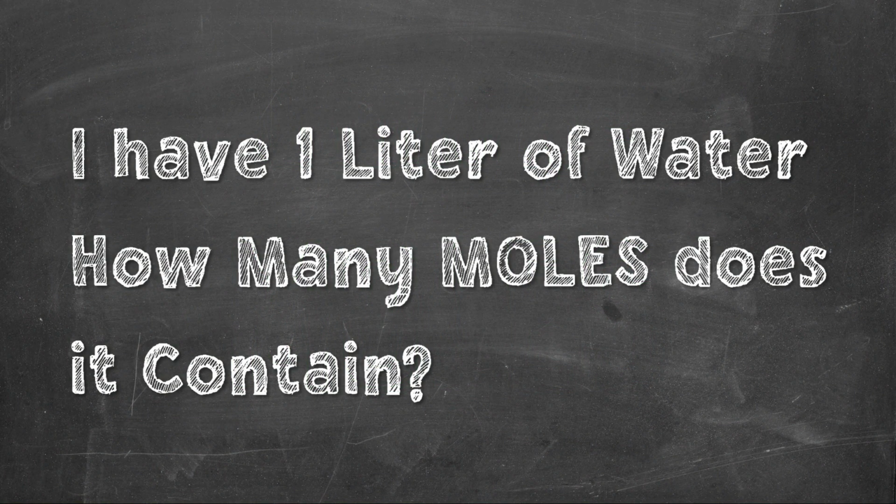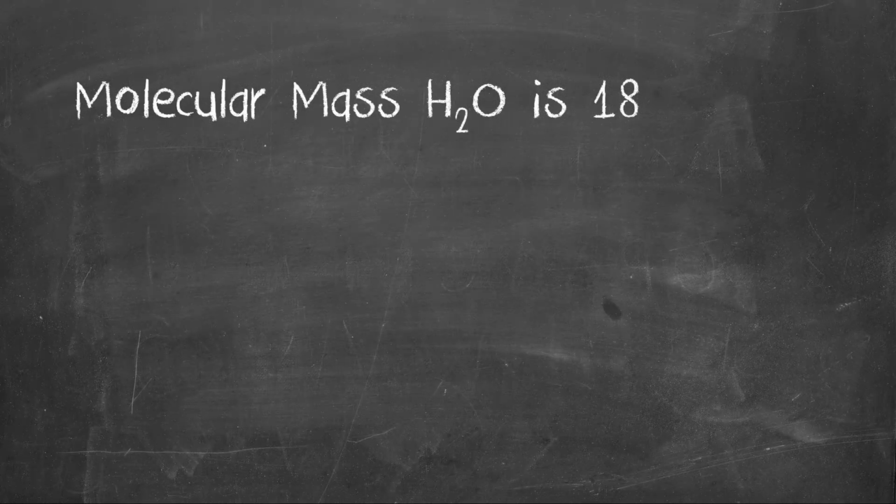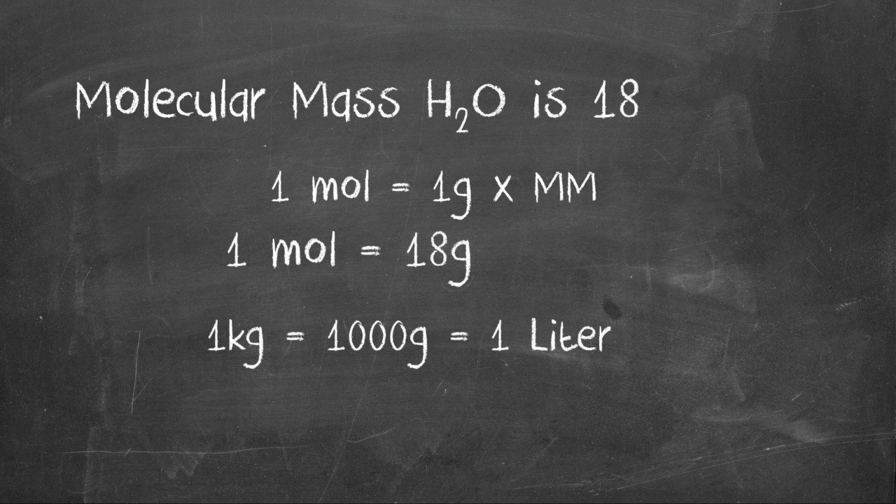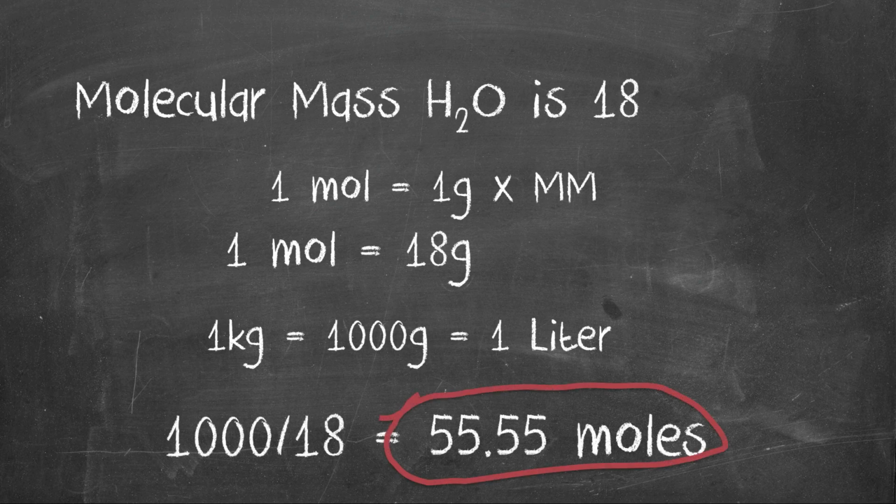If I have 1 litre of water, how many moles does it contain? Remember, the molecular mass of water is 18, and 1 mole is 1 gram times the molecular mass. 1 mole is 18 grams. 1 kilogram is 1,000 grams, or 1 litre. 1,000 divided by 18 is 55.55 moles.